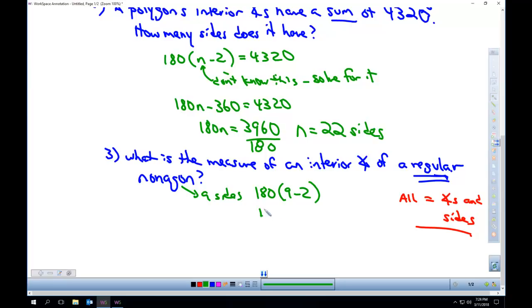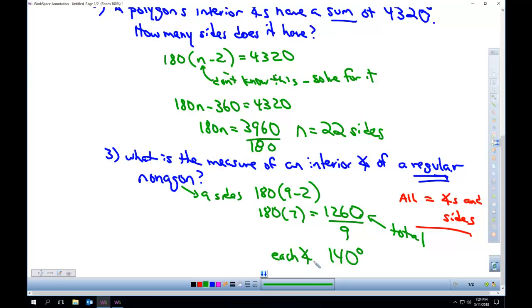Alright, and I'm going to start the same way that I've been doing the other problems. I'm going to do 180 times 9 minus 2. Alright, and so distribute that out and get your 180 times, or you don't have to distribute, just 180 times 7. And when you do 180 times 7, you're going to get 1,260. Now remember, that would be the sum, right? That's the total of all of the degrees. And now I'm going to divide that by 9, since all 9 of them are equal to each other. Remember, if all the angles are equal, I can divide by 9 to figure out that each individual angle in any regular nonagon is going to be 140 degrees.